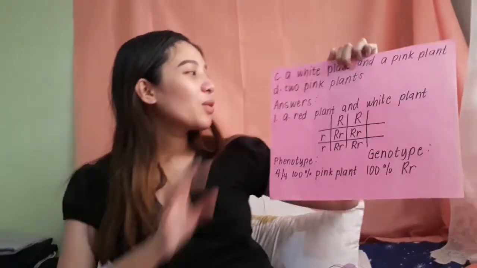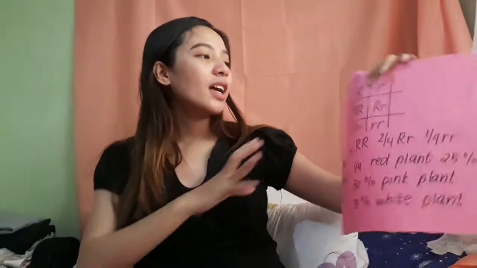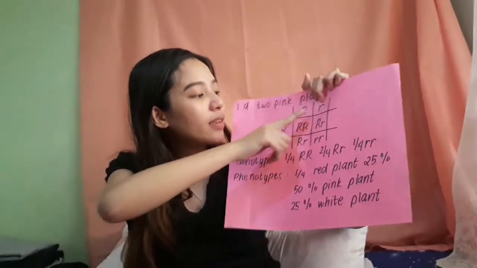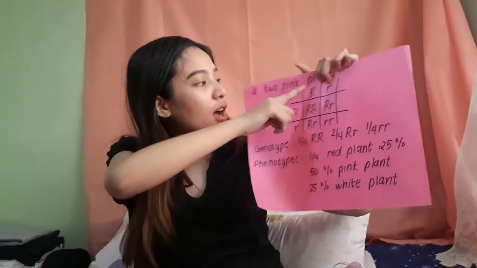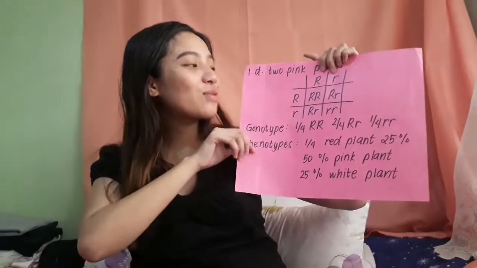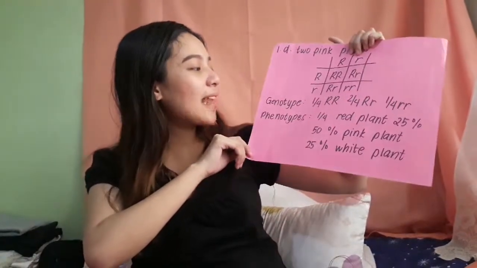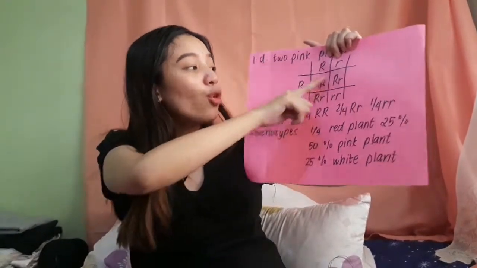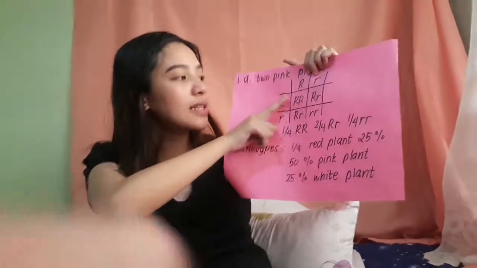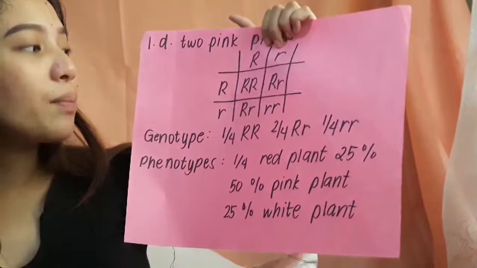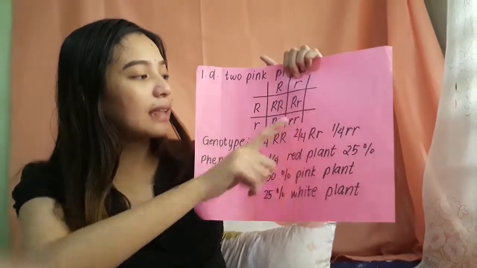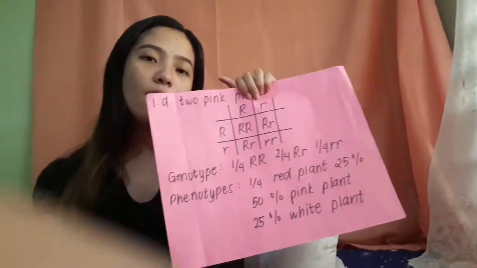In problem D, we will cross 2 pink plants. Here we have heterozygous RR. Remember, the pink plant is RR. If we use the Punnett square, the genotype will be 1/4, or 25%, red plant, 50% pink plant, and 25% white plant.